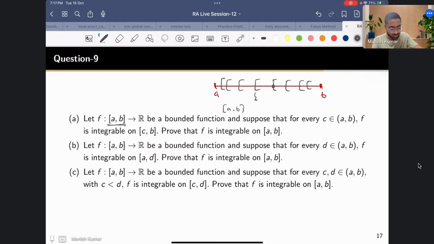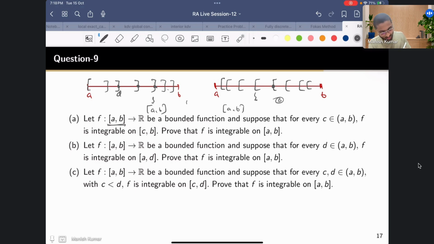The second part tells you that, instead of this, suppose you have this interval [A, B], and for any D you choose from here, whatever point you choose, that is integrable. So the function f is integrable on [A, D] for any D you choose. Then you have to prove that it is integrable on [A, B]. And this is about A, and this is about B.